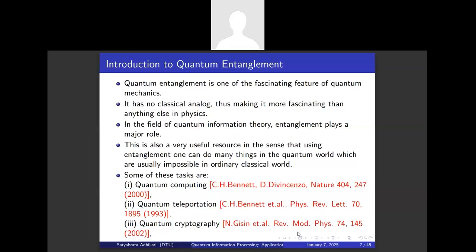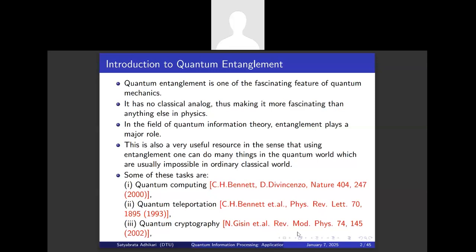Not only that, the theory of entanglement also gives us a useful resource, in the sense that we can use entanglement in doing many things in the quantum world which are almost impossible in the ordinary classical world. Some of these tasks I have listed here.